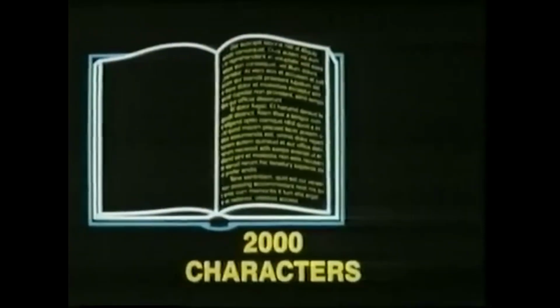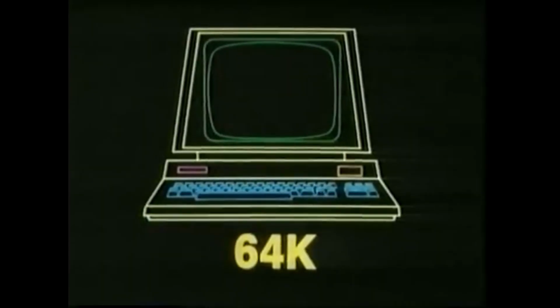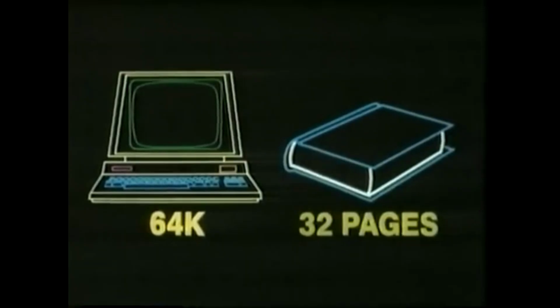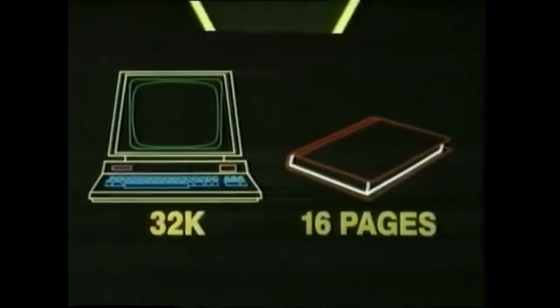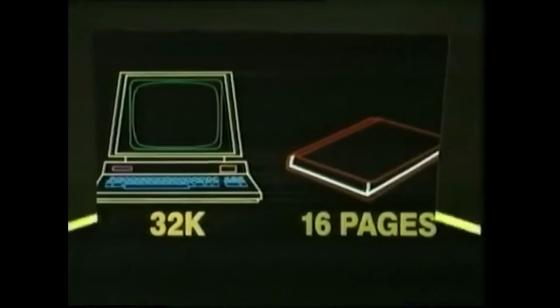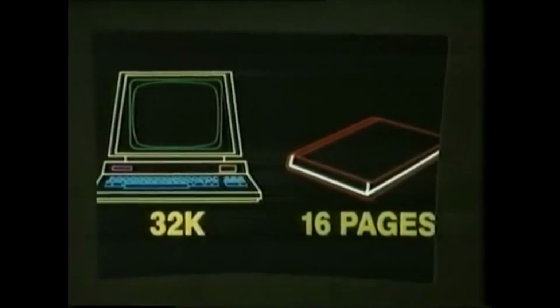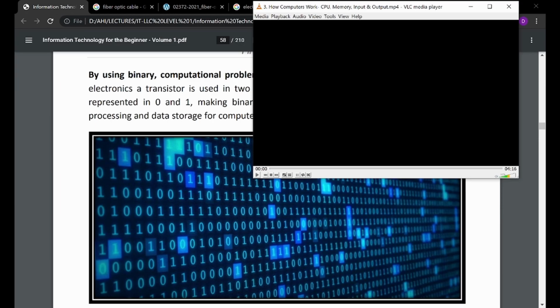This may sound a lot, but it isn't. The average page of a book contains about 2,000 characters. It's a 2K page. So even a 64K computer can only store as many characters as a 32-page book. And a 32K computer only as many as a 16-page book. Although, of course, a computer can do a lot more with its characters than a book can. But that's another story.